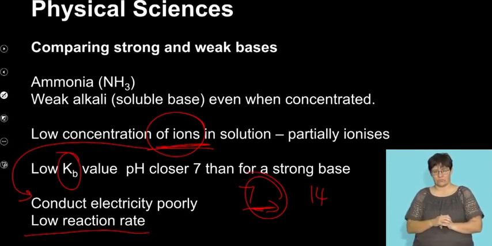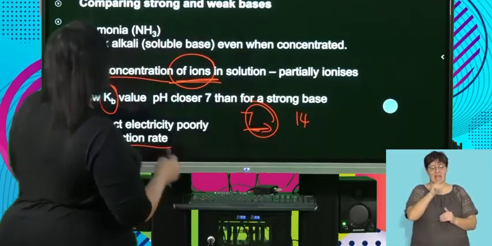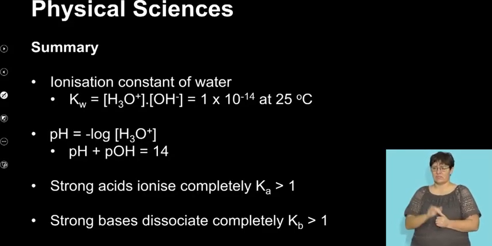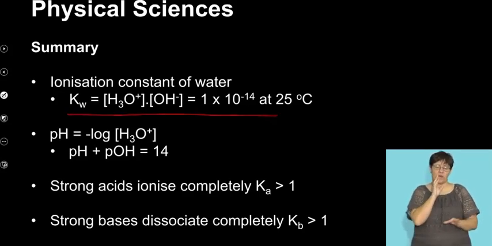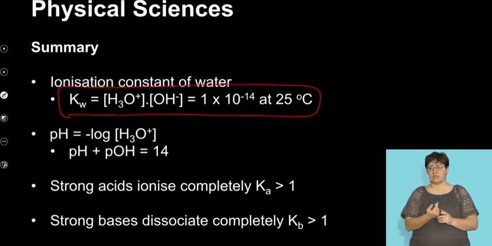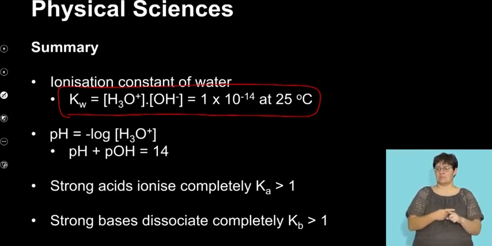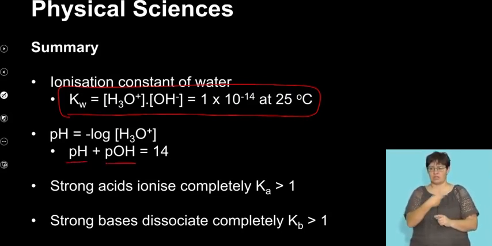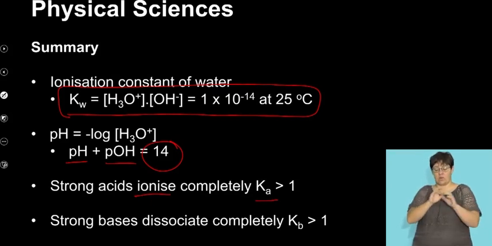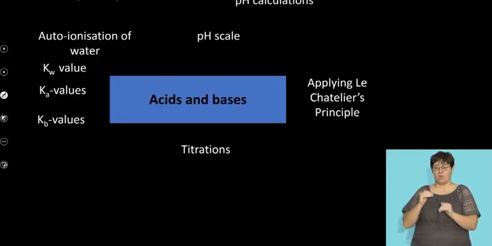So this brings us to the end of our acids and bases, but I just want to summarize quickly. The ionization constant of water, we spoke about it at length. This is also a formula on our formula sheet. Your pH is equal to minus log times the hydronium ion concentration. We spoke about pH plus pOH, that's equal to 14. Strong acids ionize completely and have a high Ka value. Strong bases dissociate completely and have a high Kb value.